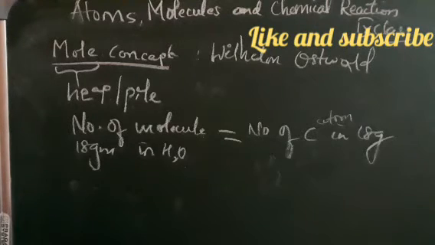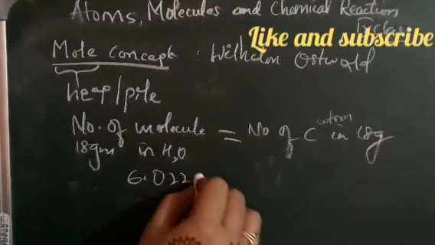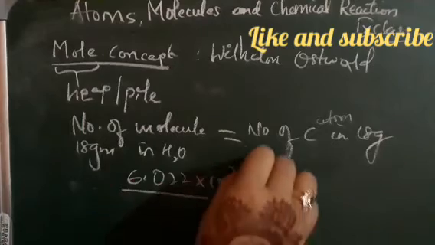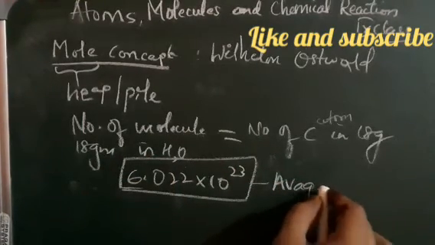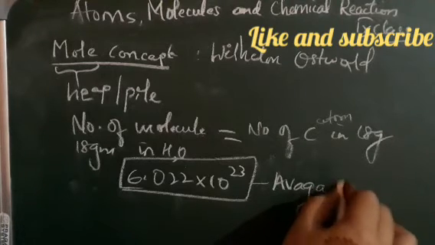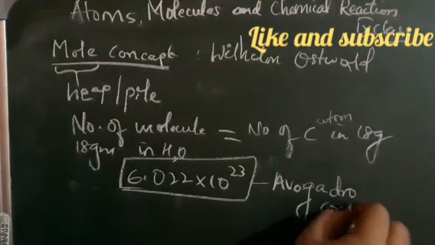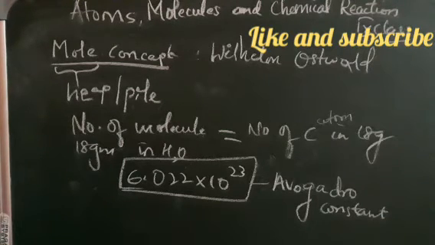Okay, so the number of particles present in 1 mole of a substance is 6.022 into 10 to the power 23 molecules. This is called the Avogadro constant. What is it called? It is called the Avogadro constant. It was named after the Italian scientist Amedeo Avogadro.